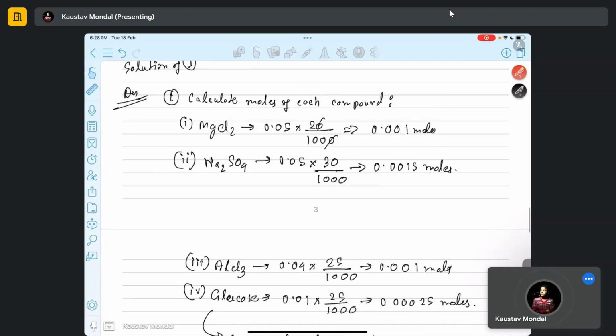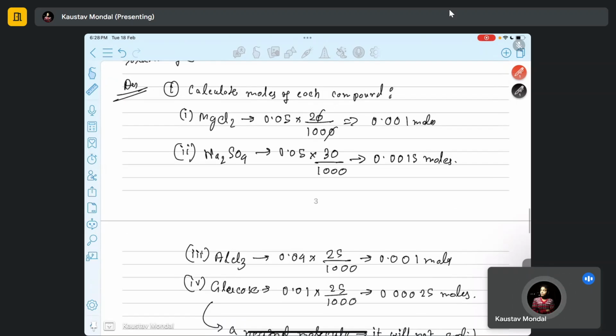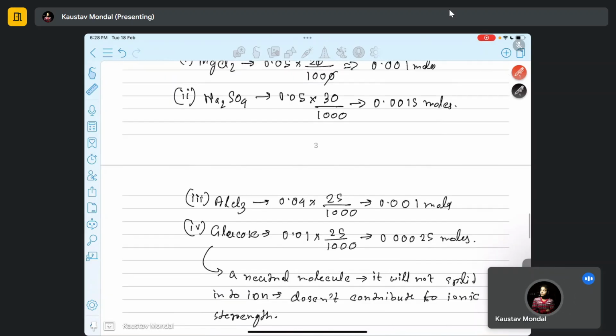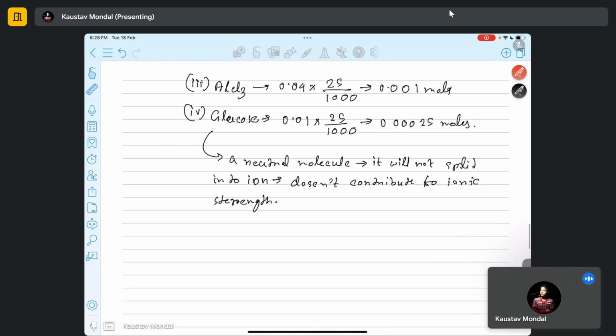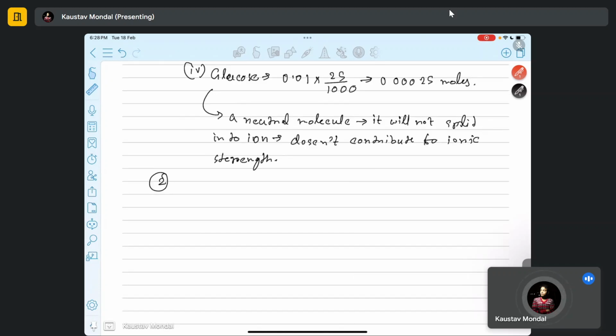Now I've calculated the moles of each compound in its individual solution. Now we mix it, right? After mixing, you have to again calculate the concentration of each ion. When you mix them with each other, they will split into ions. So for each ion you have to calculate its concentration in terms of molarity, right?